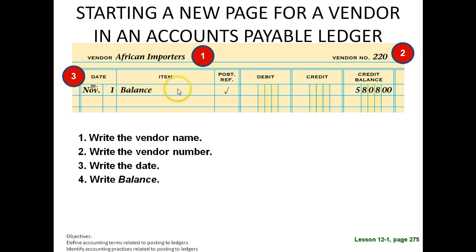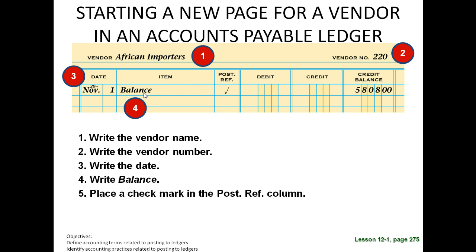We write balance because this is a balance that we brought over from a prior page. We place a check mark in the post draft column. We write the account balance, right? We didn't have a debit or credit. We just pulled this from another page. So we write the current account balance, which is $5,808.00.